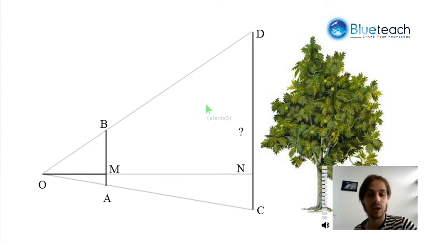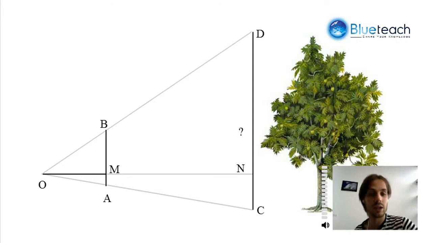Once you have this, it breaks down to a pretty simple geometry problem. We have BA and DC, which are parallel. Because they're parallel, we can use the intercept theorem in two triangles, the first one being ODN and the second being ONC. In the first triangle, the ratio of BM over DN is equal to the ratio of OM over ON, and in the second triangle, the ratio of MA over NC is equal to the ratio of OM over ON.